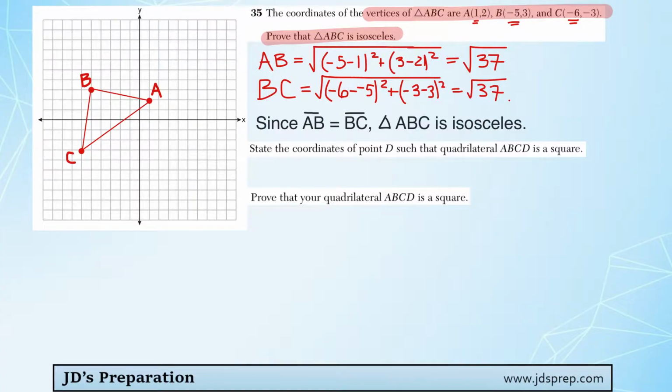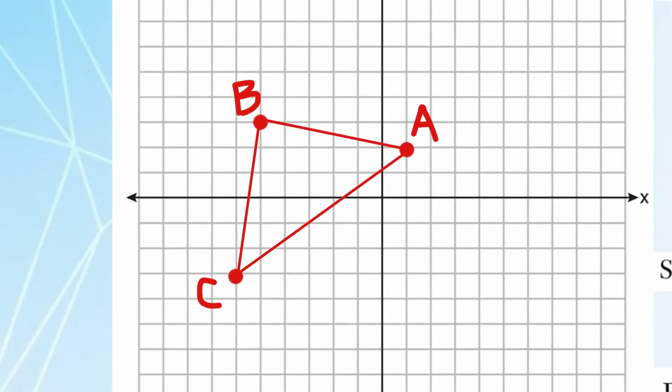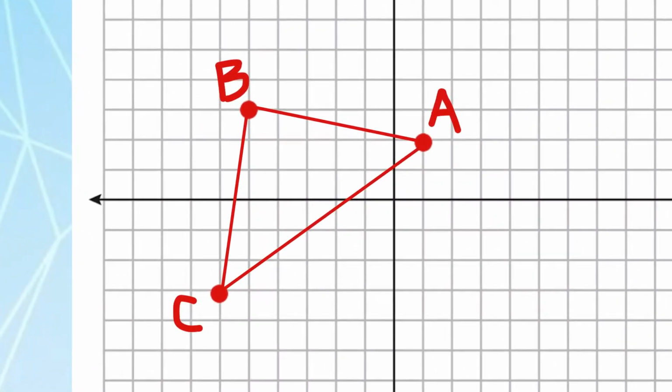Great. So now we can move on to part 2 of the question. It says to state the coordinates of point D such that quadrilateral ABCD is a square. Well, to figure that out, let's zoom in a little bit here. For this to be a square, one way to think of it is that the distance from B to C, we would want it to match from A to D.